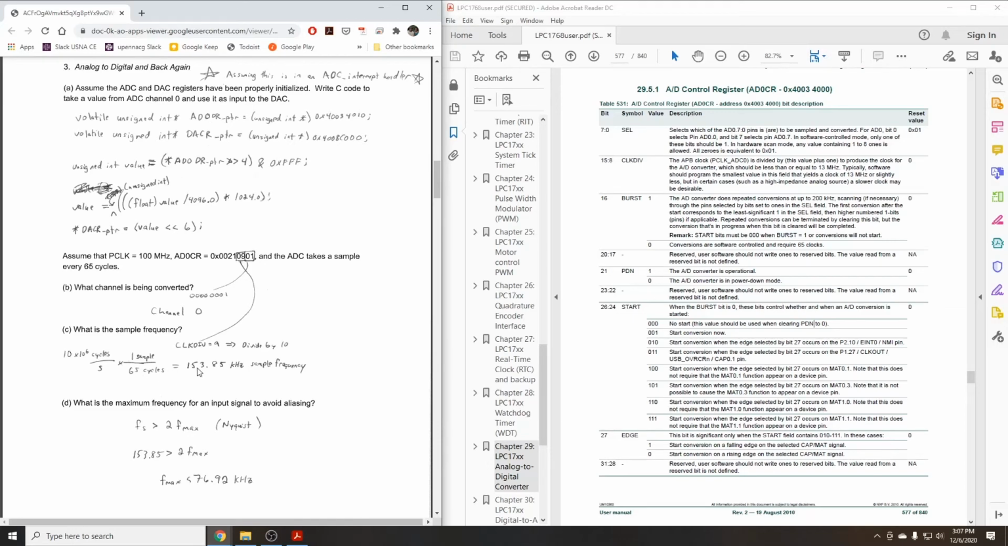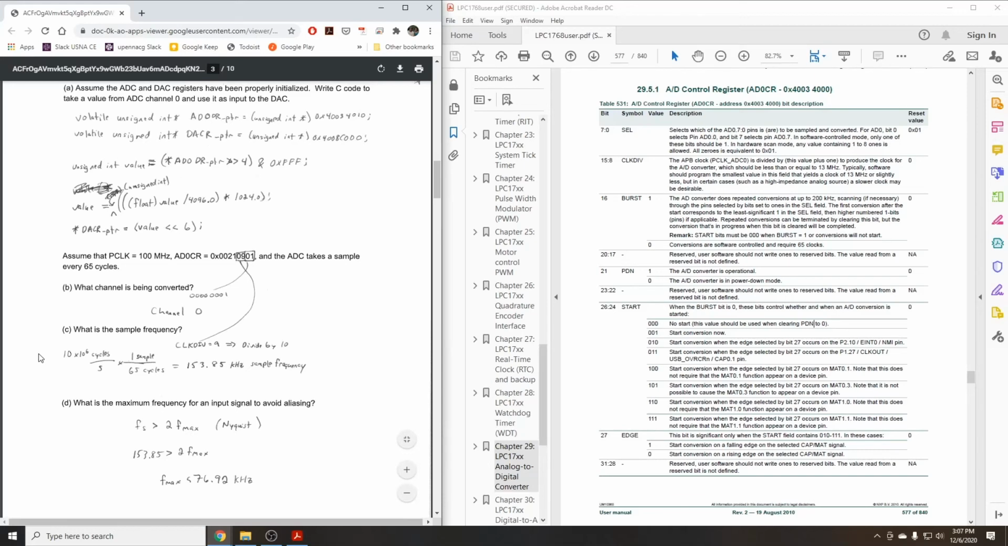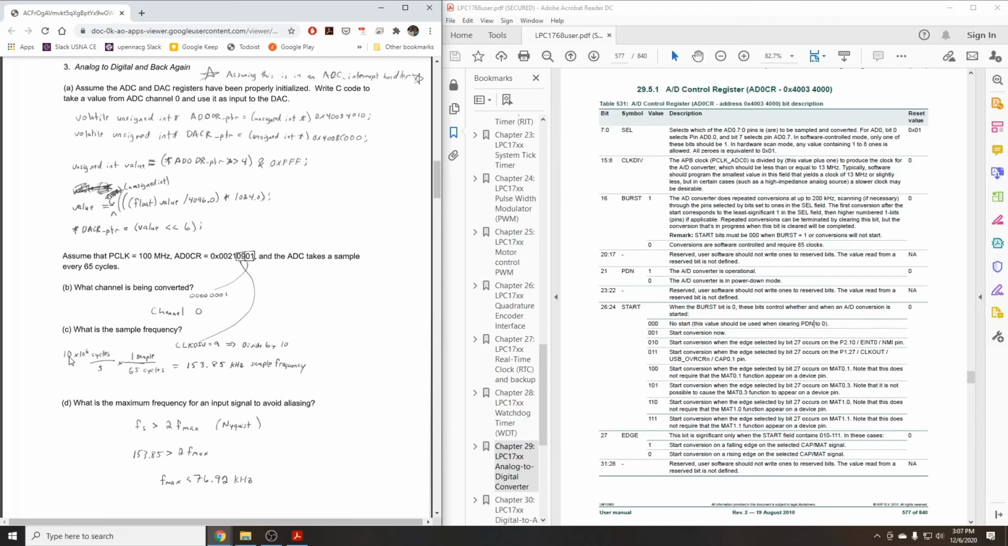So I think this should be halved for about 76.92. I think maybe I jumped ahead on this step and added in the Nyquist theorem twice, basically. So for this one, it should just be, again, clock speed divided by the clock div divided by the number of cycles that it takes to process a single sample. That'll be the kilohertz frequency that we sample at.